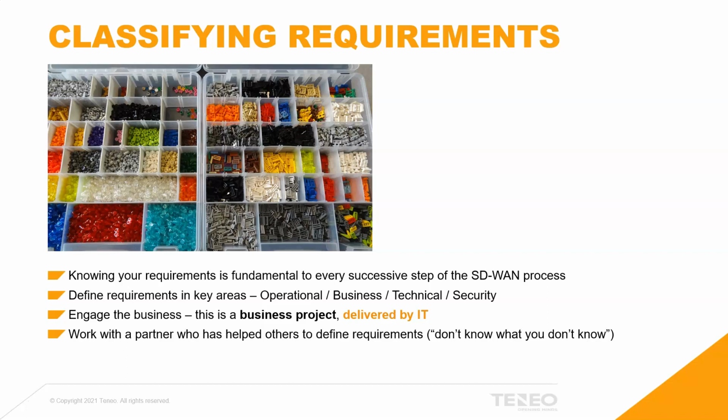Teneo advocates that defining key requirements is the essential first step before the vendor selection process starts, and that these requirements should be categorized into the 4 areas you see on the slide. Working with a partner like Teneo, who has global experience in deploying SD-WAN, can help you capture your requirements efficiently and in detail, which in turn provides a great foundation on which to analyze how the SD-WAN vendors match up against them. So let's look at the 4 areas of requirements that we think you should be focusing on.